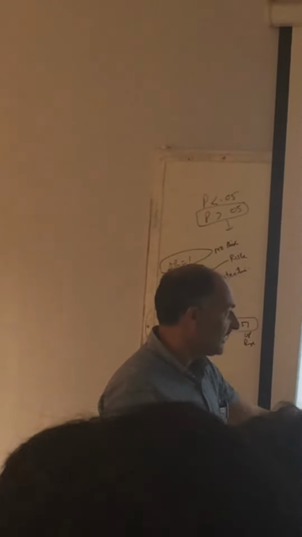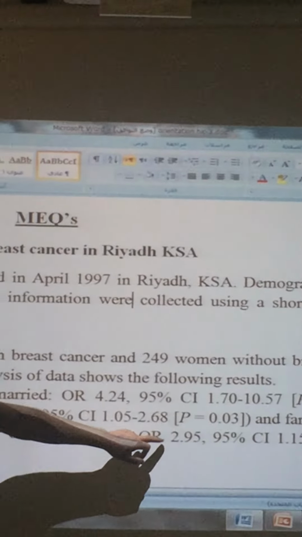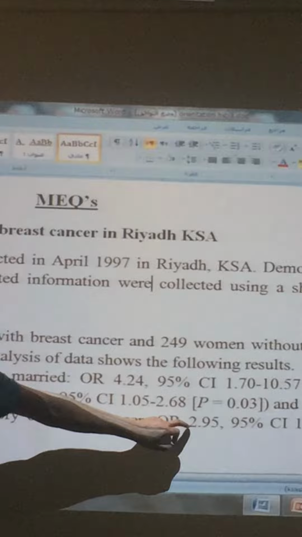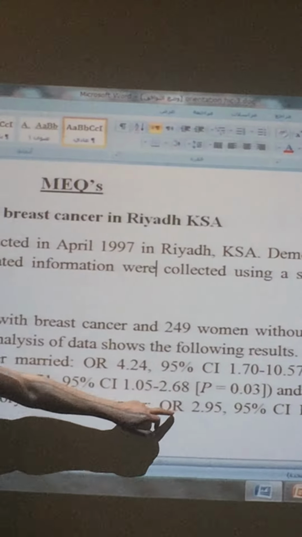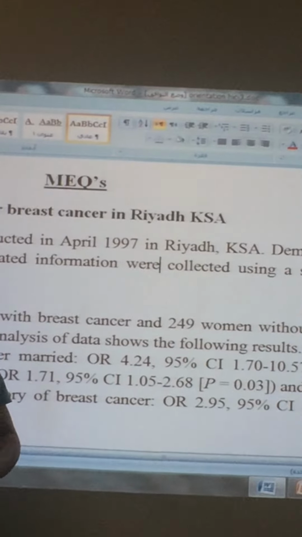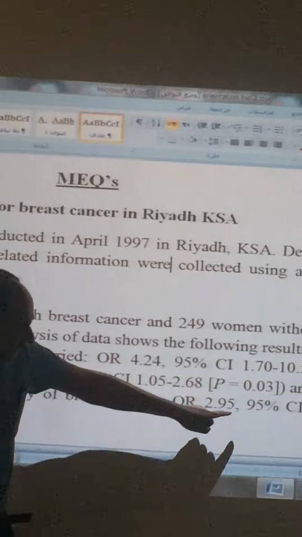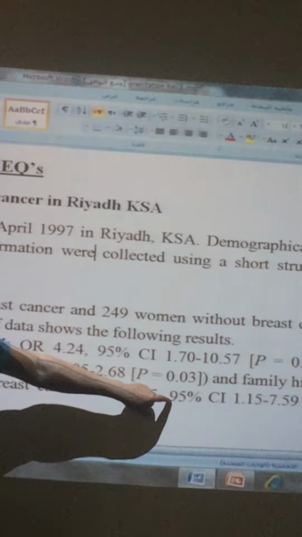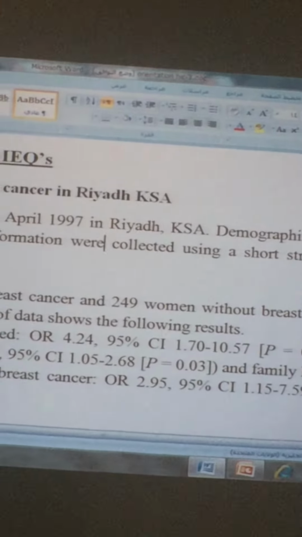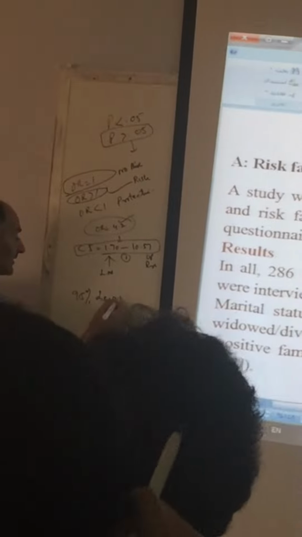Similarly, a positive family history of breast cancer. Those women who have a positive family history are also having a risk factor. So how many times is the risk? 2.95, almost 3 times greater risk of developing cancer. Now another thing I want to talk about here is 95%. In medical science, this 95% is called the level of confidence.